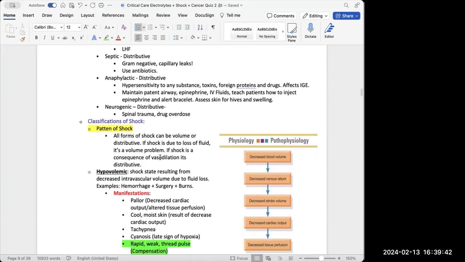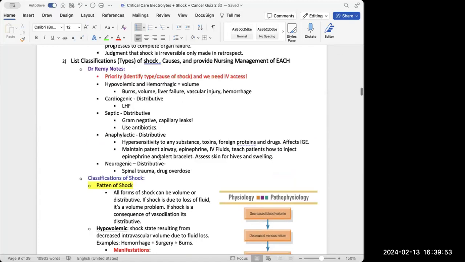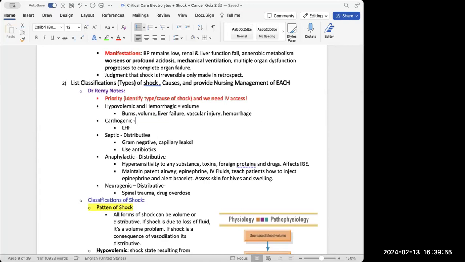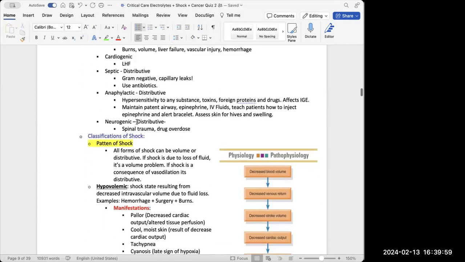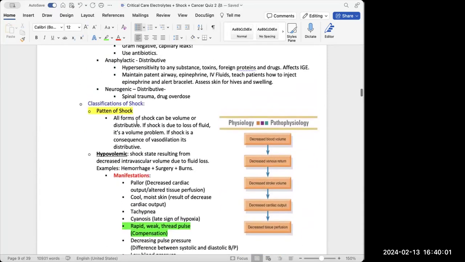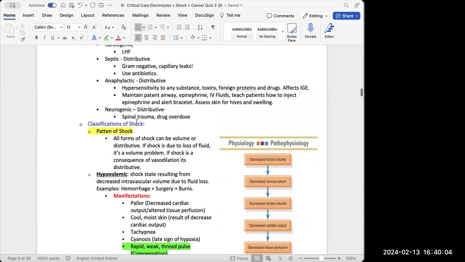Neurogenic is a type of distributive shock. Always think of spinal problems, okay? Something to do with the spine, like spinal cord injuries, as well as potential drug overdoses. But I think cardiogenic is its own thing, so I'm just going to ignore that. I don't know where I saw that from. But just know distributive means vasodilation, and we're talking about septic, anaphylactic, and neurogenic.